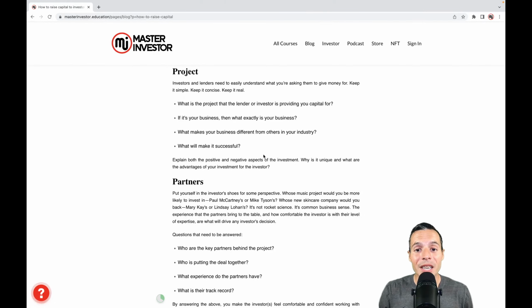What makes your business different from others in your industry? What will make it successful? Explain both the positive and the negative aspects of the investment. Why is it unique, and what are the advantages of your investment for the investor?